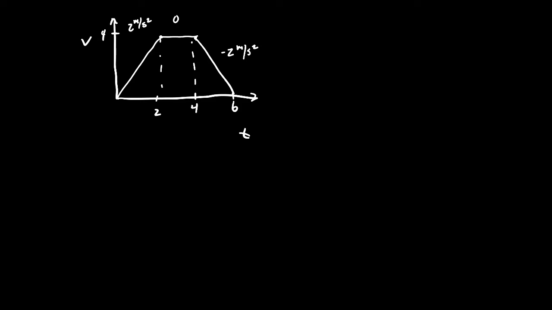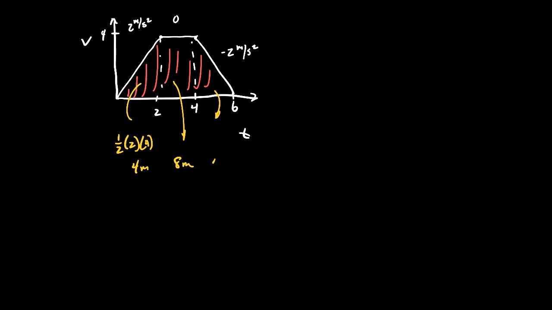I also know that the area under this curve has got to be the displacement. So the area here is 1/2 times 2 times 4, or 4 meters. The area here is 2 times 4, or 8 meters. And the area here is going to be 4 meters again, because it's the same size triangle as before, for a total displacement of 16 meters. Now, I don't know what the problem asks. I just know those things I can figure out just from looking at the graph.